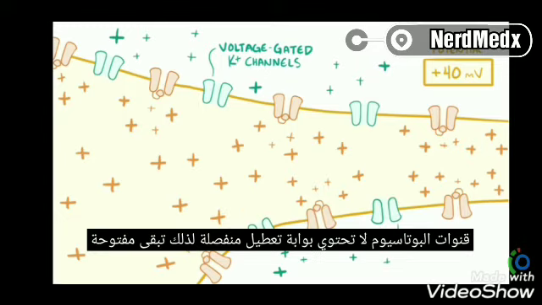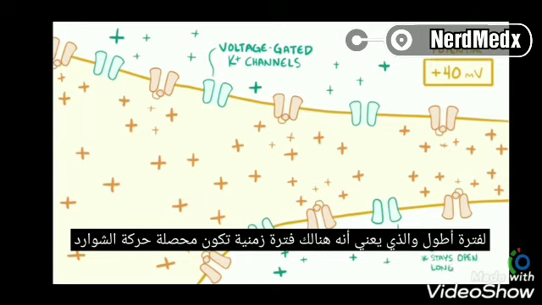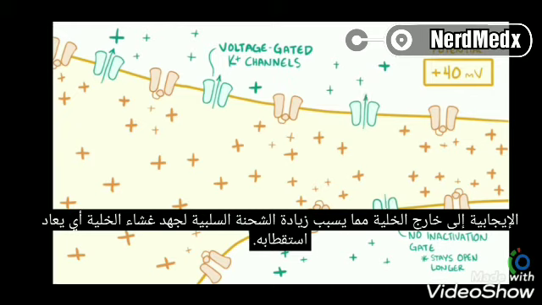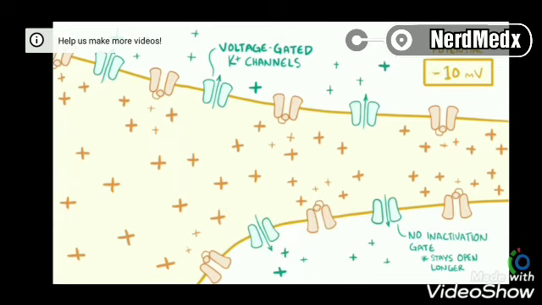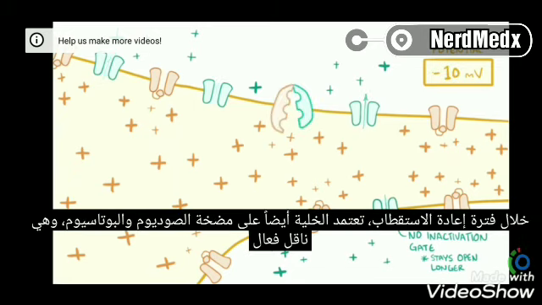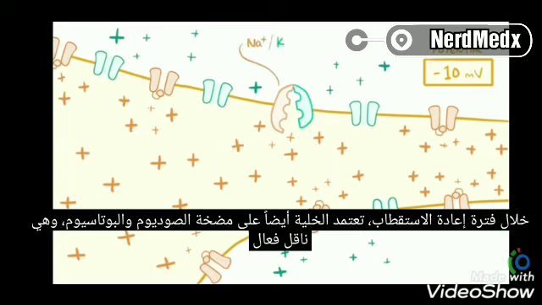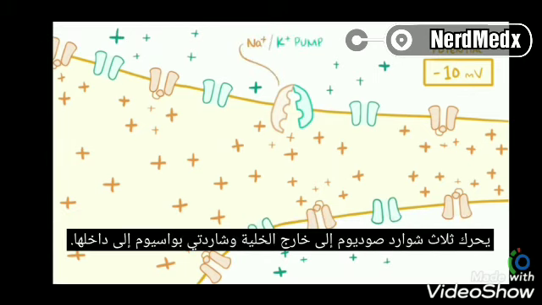These potassium channels don't have a separate inactivation gate, and therefore they stay open for slightly longer, which means that there's a period of time when there's net movement of positive ions out of the cell, which causes the membrane potential to become more negative, or repolarize. During this repolarization phase, the cell also relies on the sodium-potassium pump, which is an active transporter that moves 3 sodium ions out of the cell and 2 potassium ions into the cell.